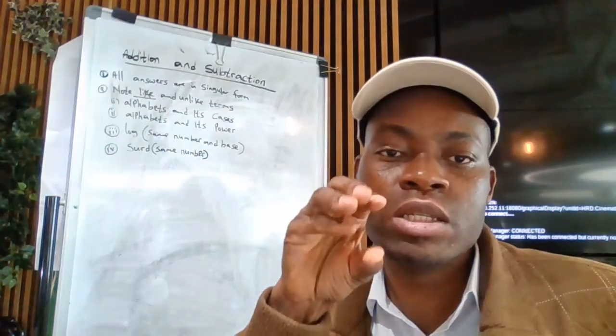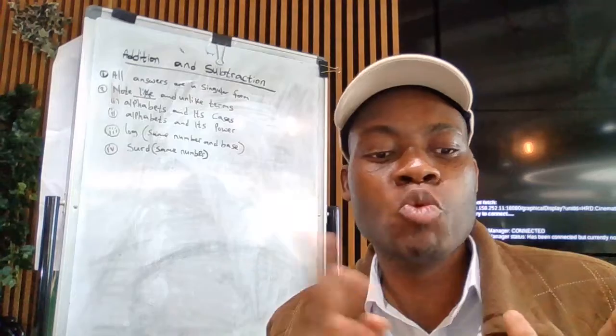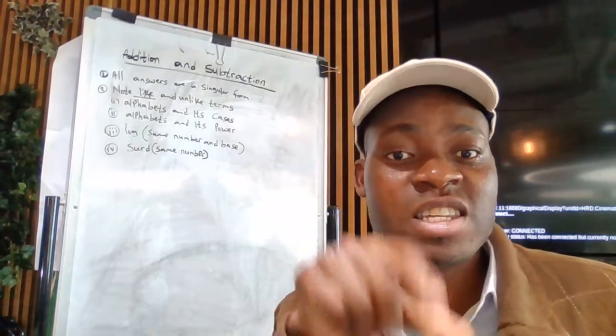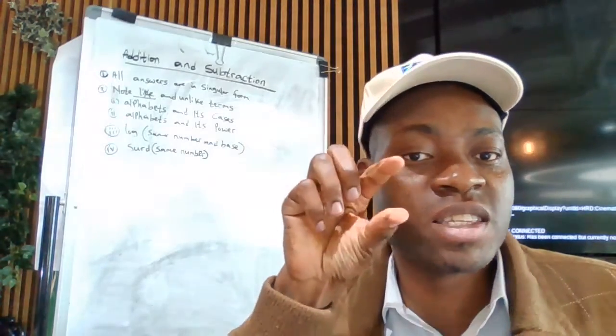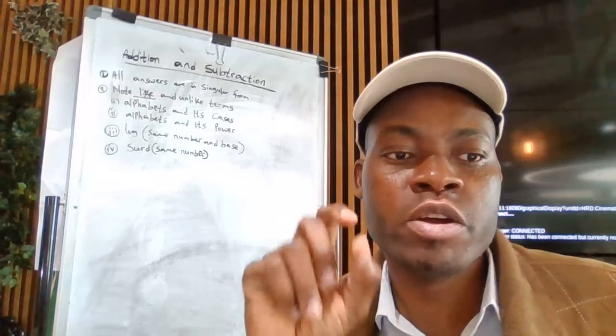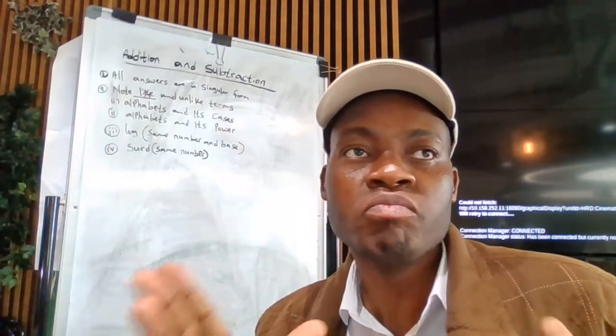Only the coefficients, you manipulate the coefficients. That is 1x plus 1x, 2x. You see that the x is the item. The item there is x. It's not changing. So you have to take note that your answer there is in the singular form.